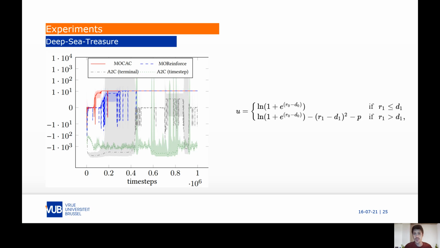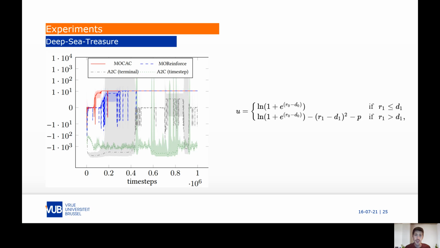The first thing to note is we're using the same baseline, the time step single objective algorithm, the one where the utility is applied at every time step, fails miserably. This is logical because the sum of utilities is not equal to the utility of the sum of rewards, so it's not learning the correct thing. However, the other ones are.